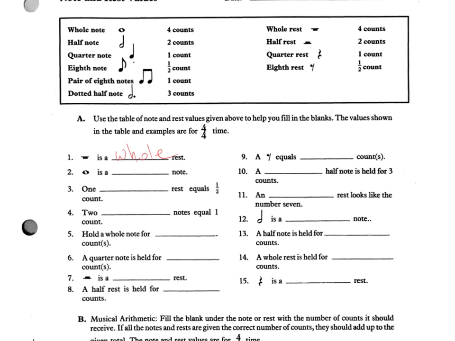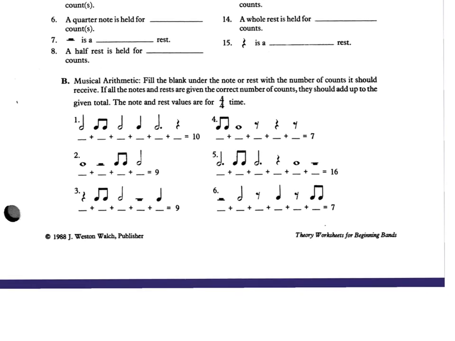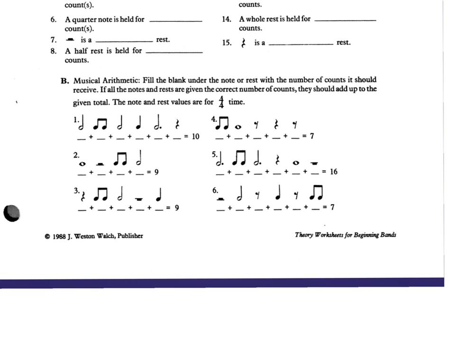You should be able to get all of these top 15 questions no problem just by looking at your table at the top. Okay. After that, you're doing math. Yay! So you have to know how many counts each of these are worth and then put in the number. It does give you what they're equal to, so you can see if you're right.